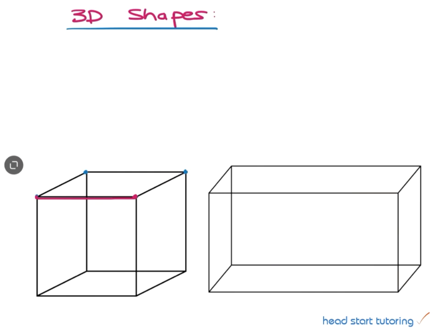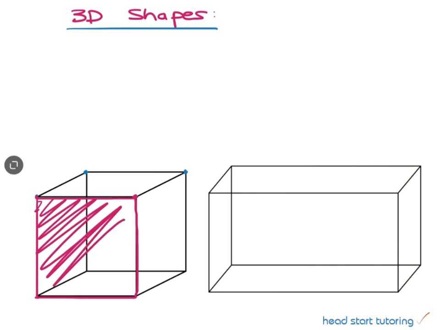So a face is basically enclosed by our edges. So we can have a look at our cube here. There is a face. So there is our front face. And then we've got a back face, which is over there. And then we've got two sides, and we've got a top and a bottom as well. So a face is any of the individual surfaces of a solid object.